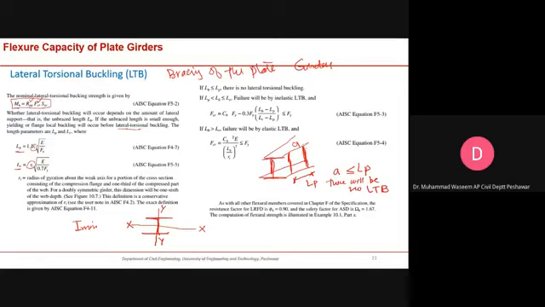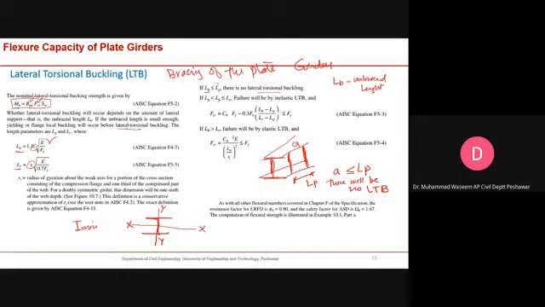So you can read out this statement, okay? But the thing is that if Lb is less than Lp, where Lb is the unbraced length, okay? If it is less than Lp, what is Lp? This is Lp. So there will be no LTB.